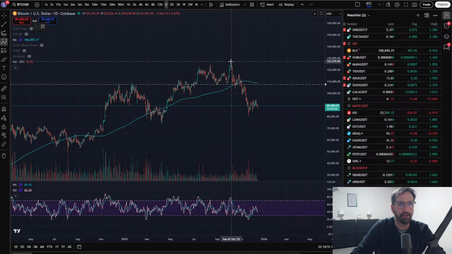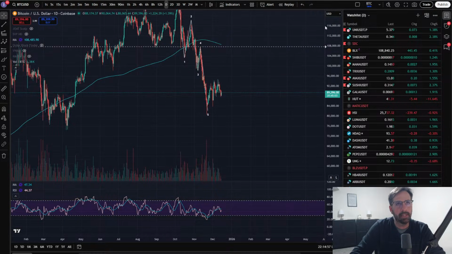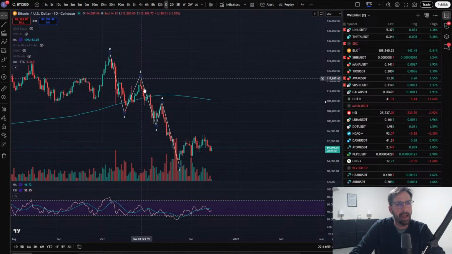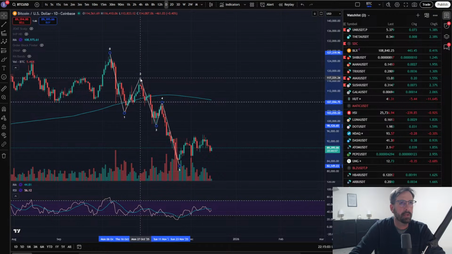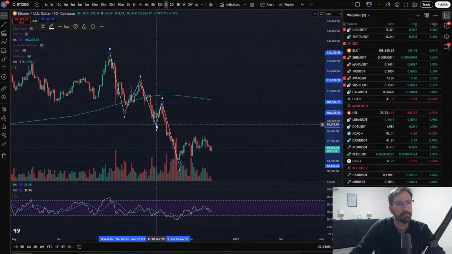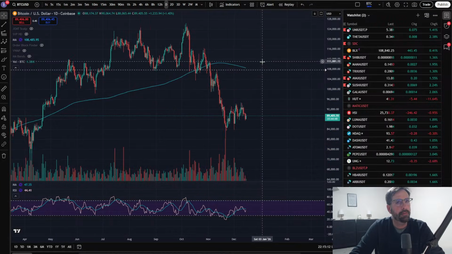So what I was thinking here, guys, is what if this is 1, 2, 3, 4, 5? The problem with that, there's a rule in Elliott wave that says wave 3 can never, ever, ever, no matter what structure, be the smallest wave. And that would break that rule. 3 would be the smallest in that. So I can't count it like that. So I'm looking for 5.